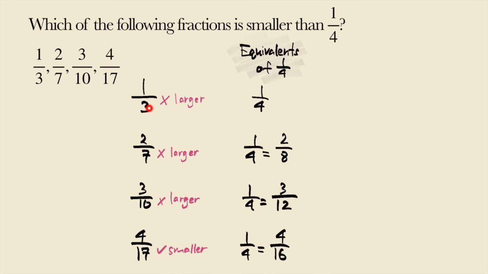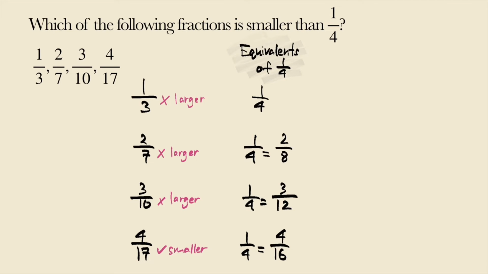So I'm going to list down the options given to me, followed by equivalent fractions of 1/4. When you look at 1/3 and 1/4, which one is smaller? Is it smaller than 1/4, which is what the question is asking for? In fact, this is larger. It has a smaller denominator, so this is actually a larger fraction than 1/4.